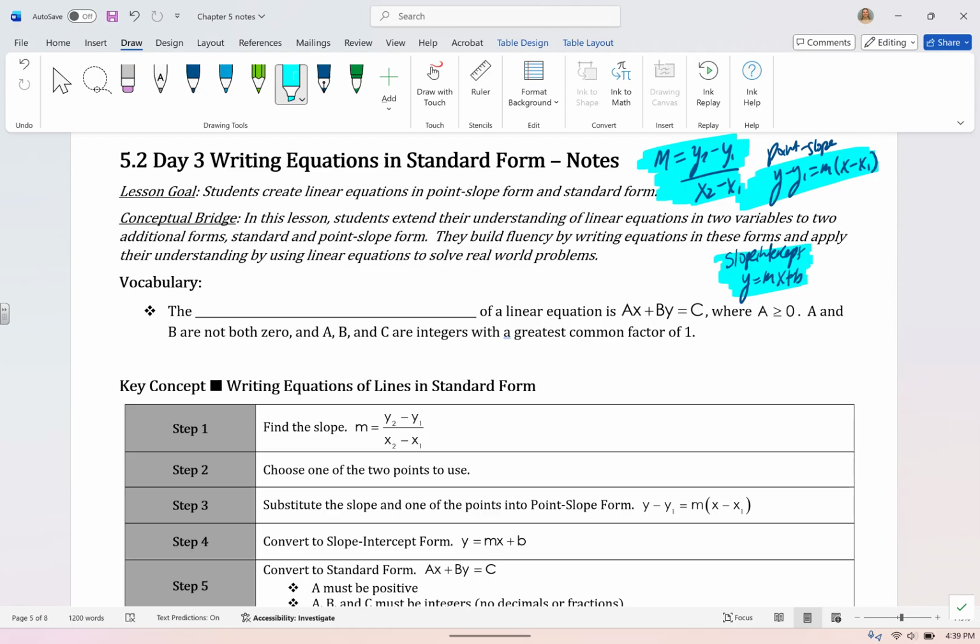And in order to get it into point slope, you need to know the slope and a point on the line. Sometimes you'll have to use a slope formula to get that. And then in order to get it into slope intercept, yesterday's lesson taught us to use point slope formula to help us get that, and then we can put it into slope intercept as our final answer. Today, we're going to talk about standard form of a line.